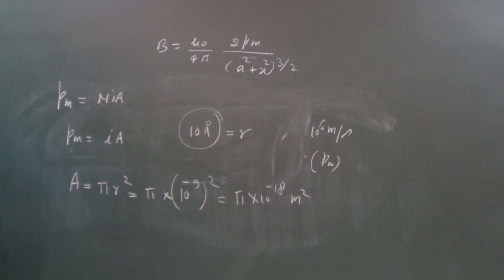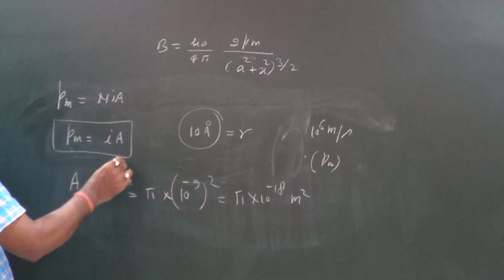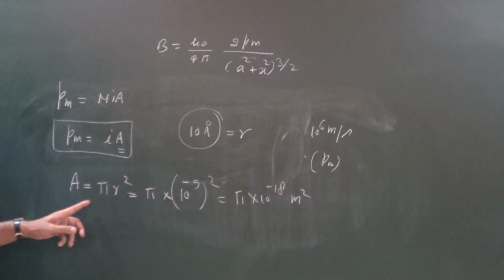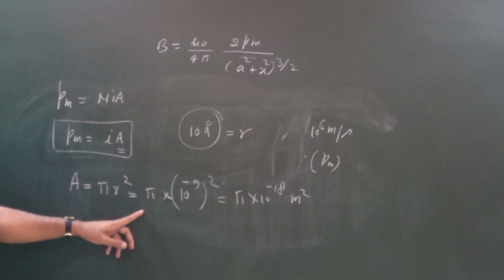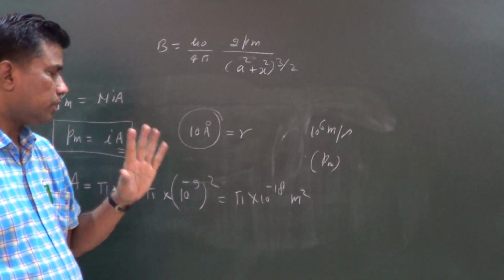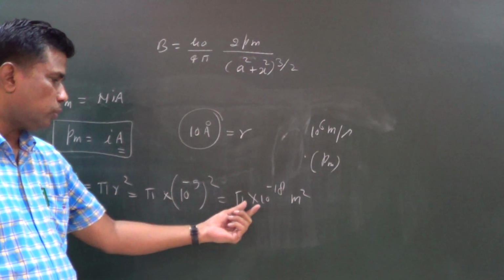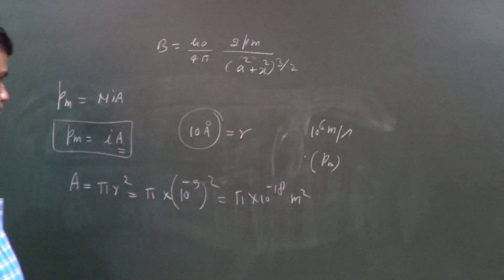So in this formula, the value of area will be calculated by pi r square. The radius is 10 angstrom, which is 10 into 10 to the power minus 10 meter, equal to 10 to the power minus 9 meter. So pi r square is pi into 10 to the power minus 18 meter square.